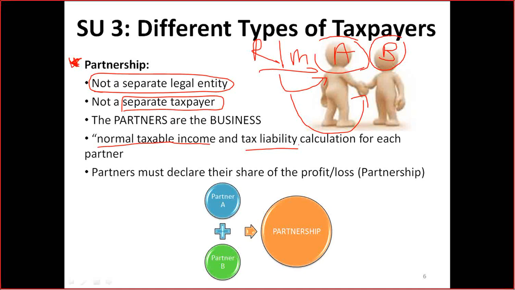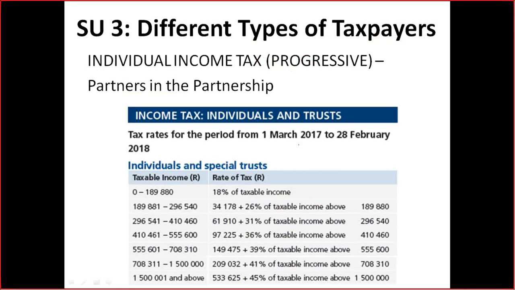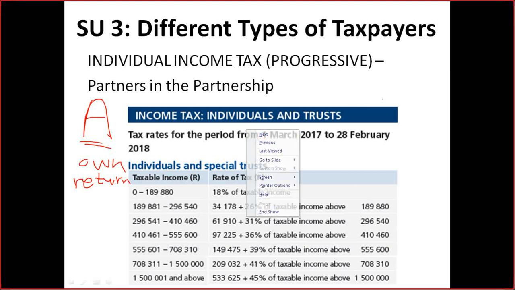So partners must declare their income. They have to. Same table applies to the partners, except A is going to have to submit their own return. We spoke about a tax return, ITR12. That's if you're employed. If you're not employed, you're a sole proprietor, you pay yourself. It's called drawings. You draw from your business.